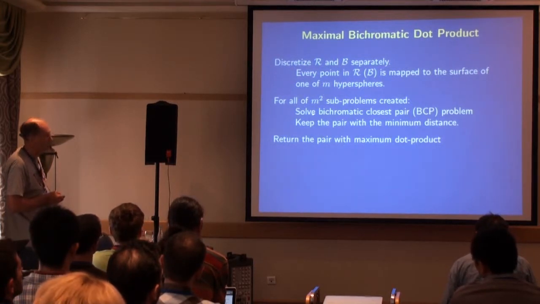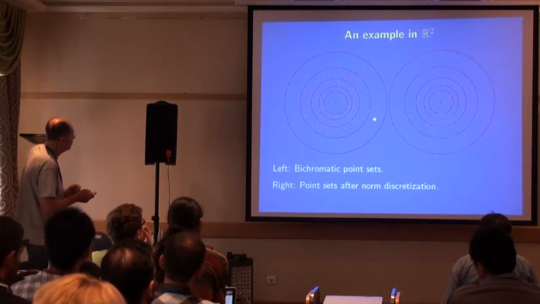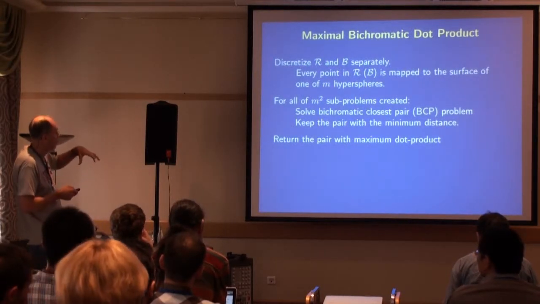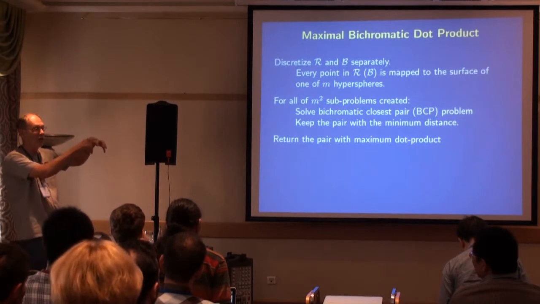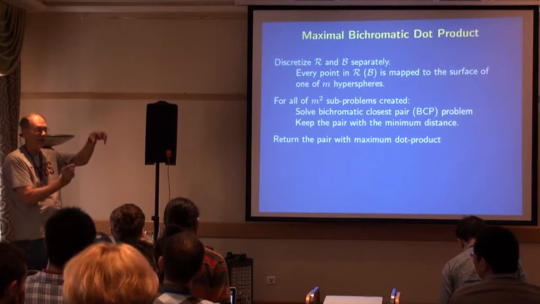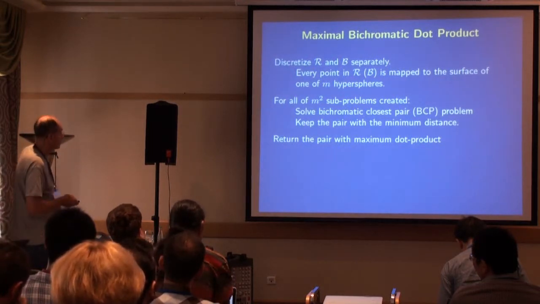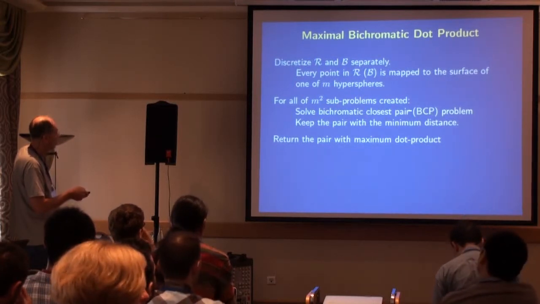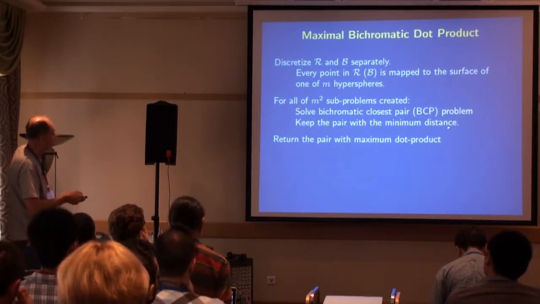And there are M squared subproblems. For each of these subproblems, you pick a radius from red and a radius from blue. And all of those have the same absolute R, absolute B. So the maximum product is the closest angle between the two of them. For each subproblem, you look for the cosine of the smallest angle, and that solves this closest pair problem. And then over all these M squared, you keep the one with the minimum distance.